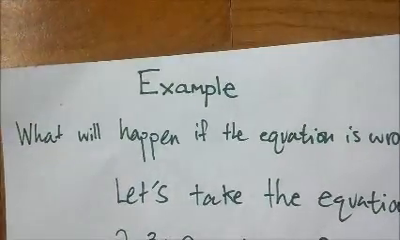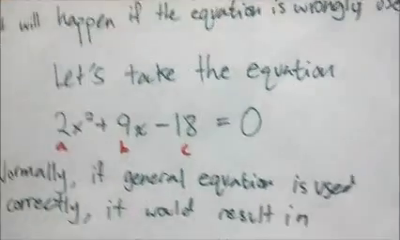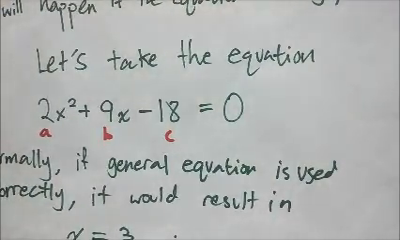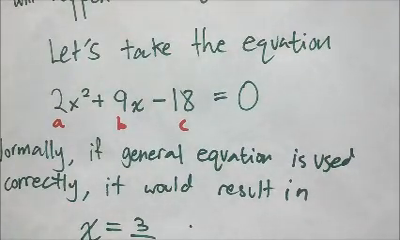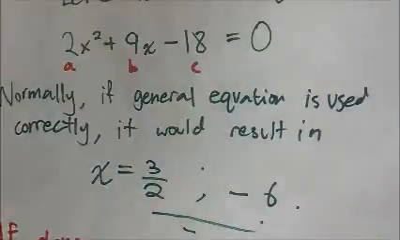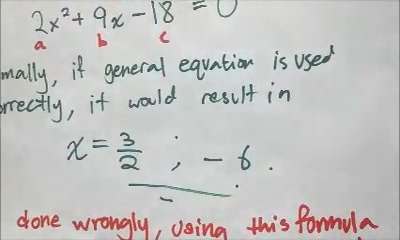This is an example of what will happen if you use the wrong formula. So, let's take this equation: 2x squared plus 9x minus 18 equals 0. 2, the coefficient of x squared, will be a. 9, the coefficient of x, will be b. And negative 18 will be c. Normally, if the general equation is used correctly, it will result in x equals 3 over 2 or x equals negative 6.